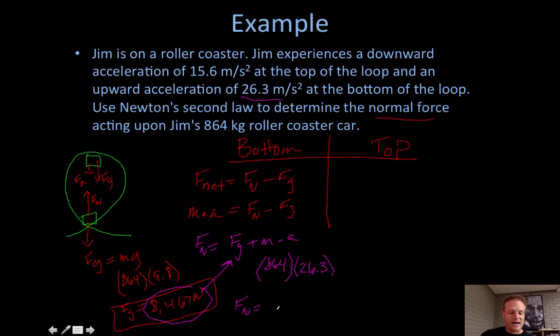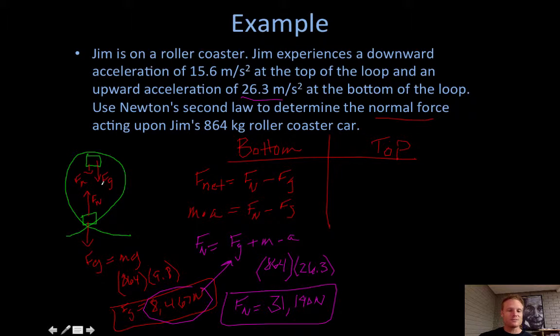If you do that math, you would get 31,190 newtons. That is the normal force. And notice how many times bigger the normal force is than the force of gravity. You're really going to be experiencing a lot of G's, many times the force of gravity. So you're going to feel really heavy at the bottom of this loop is the point, if this whole scenario was true, that the radius was this, the acceleration was this, and all that kind of stuff. What about the top of the loop?